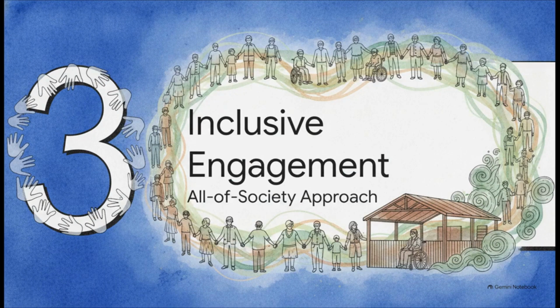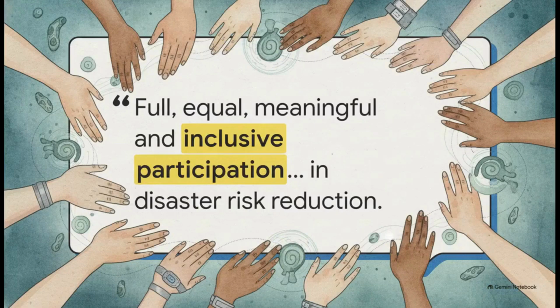All right, Section 3, inclusive engagement. This is where we talk about an all-of-society approach. Here's the thing, a disaster plan that only protects the strongest is, quite frankly, a total failure. True resilience requires radical inclusion.